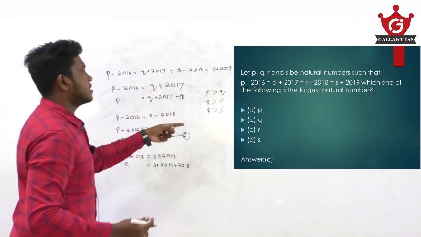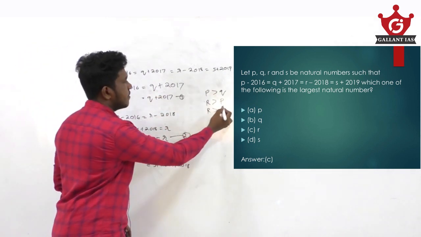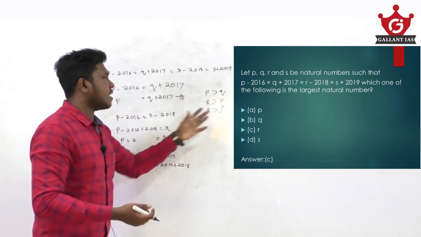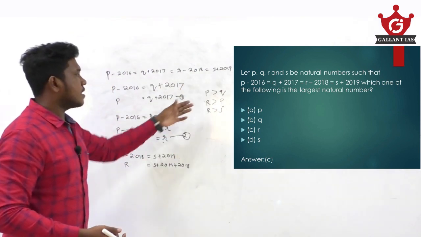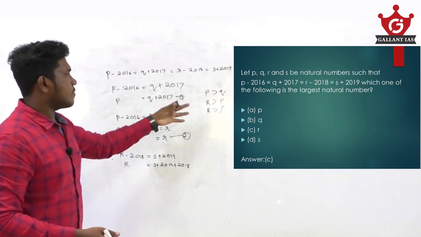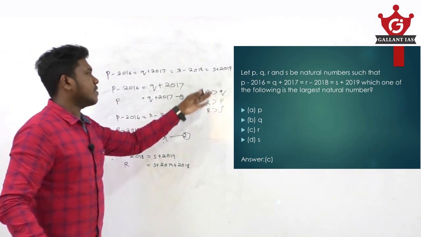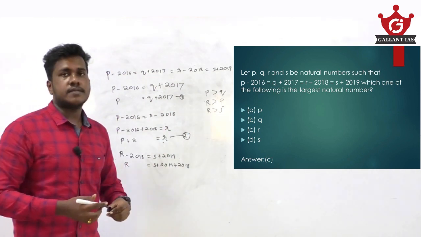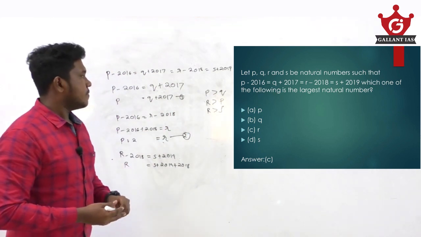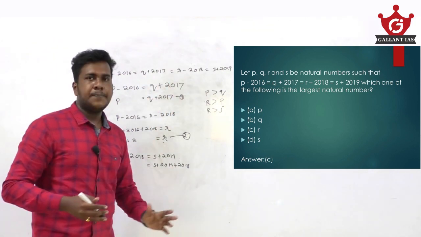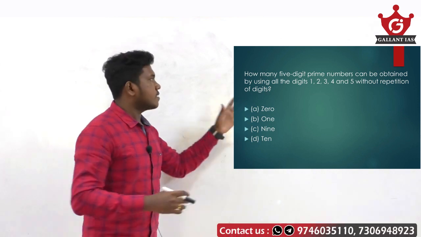So we got the relationship between all these values, right? From this itself we can say that R is the greater value. You actually don't need to find the relationship between P and S or Q and S. From this we can say that R is actually the greatest value. So our answer is C, R.